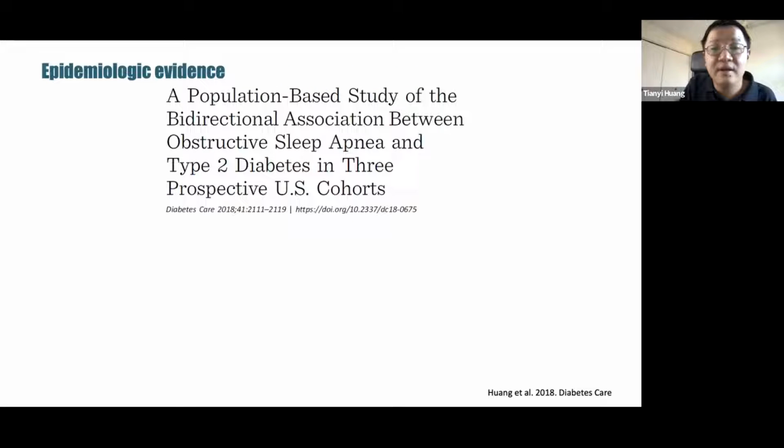Based on the validation study, and also motivated by the review I just mentioned, which reviewed the bi-directional association between sleep apnea and diabetes, the first project I did in our cohort was to examine the bi-directional association between sleep apnea and type 2 diabetes in those 3 Harvard cohorts. As I mentioned in the review, most of the experimental evidence and many of the frameworks are based on hypothesis. So this is the first study providing evidence for the bidirectional association.